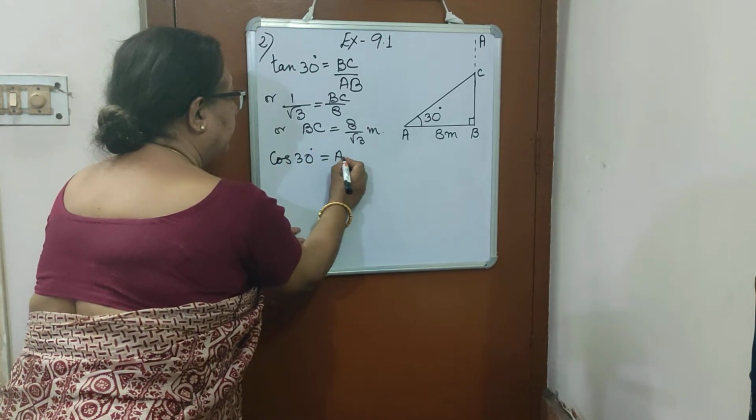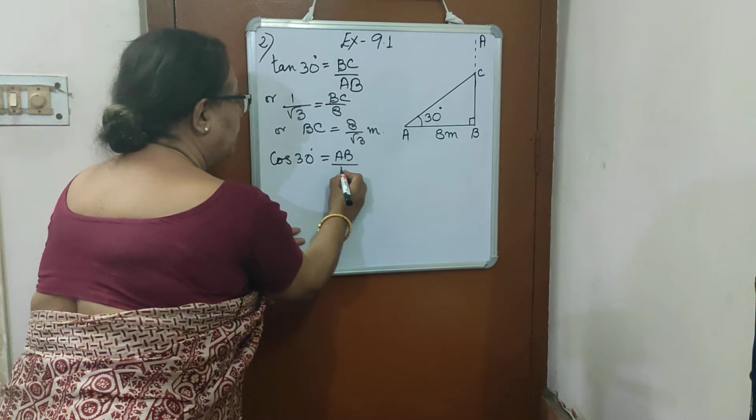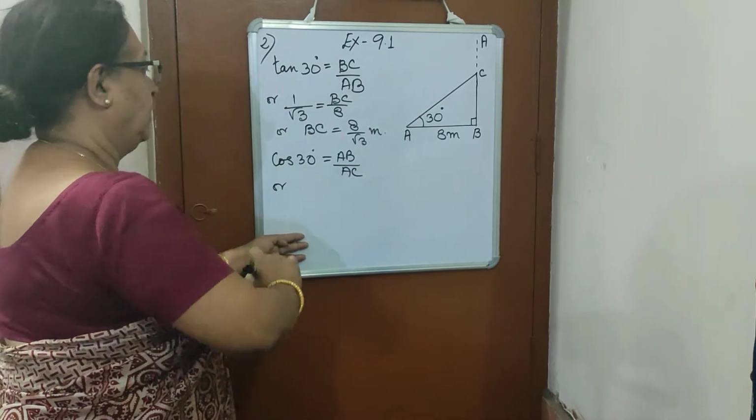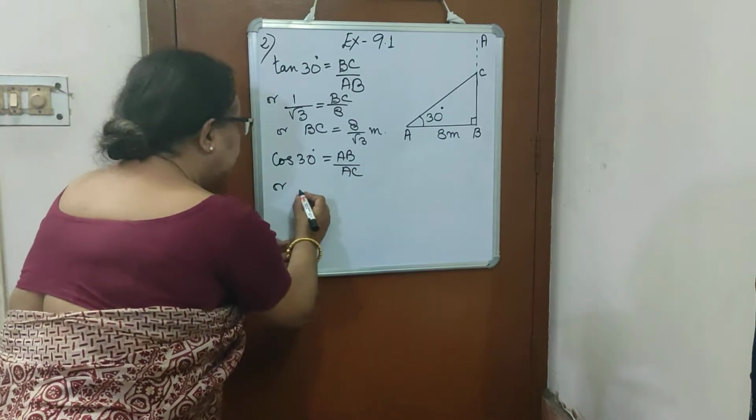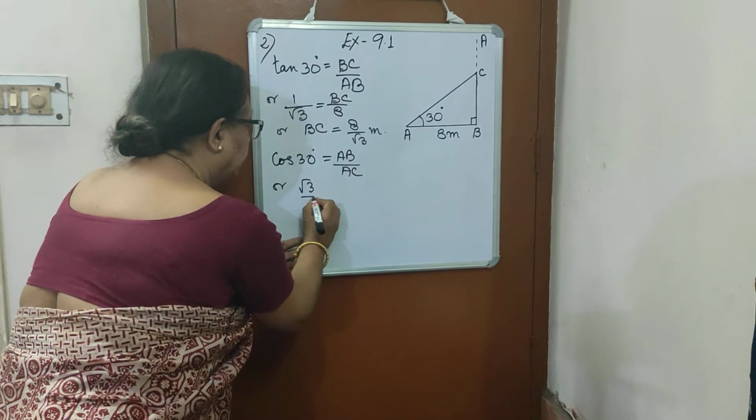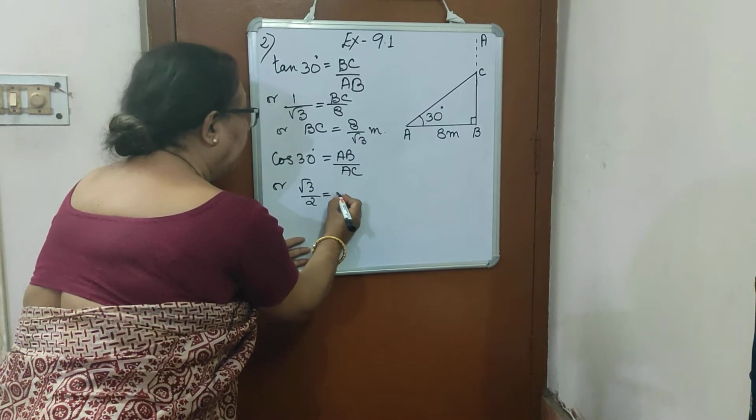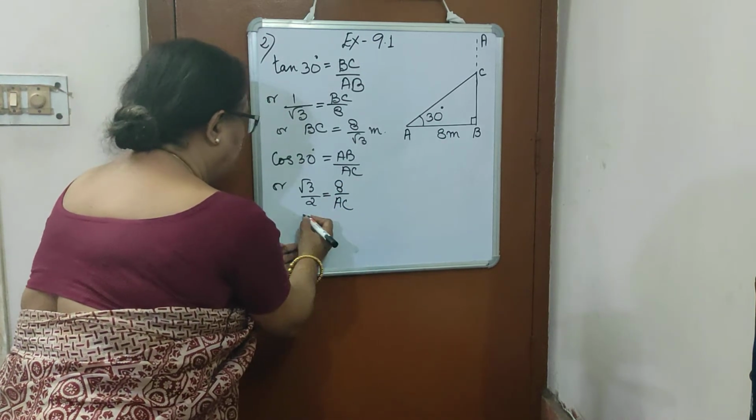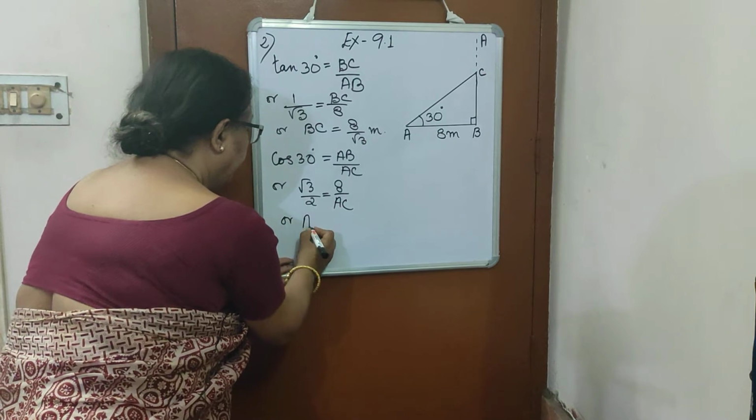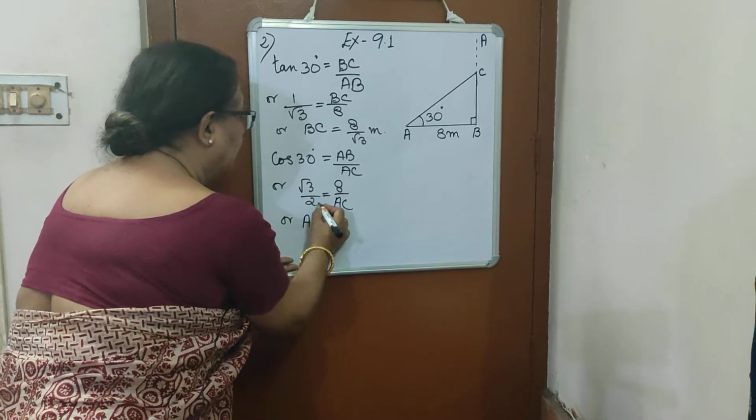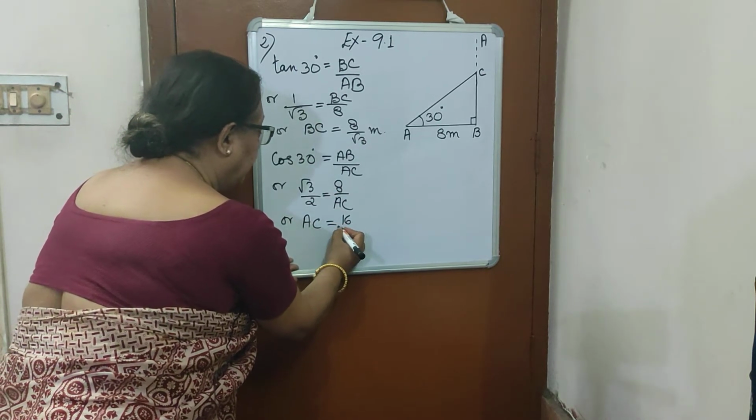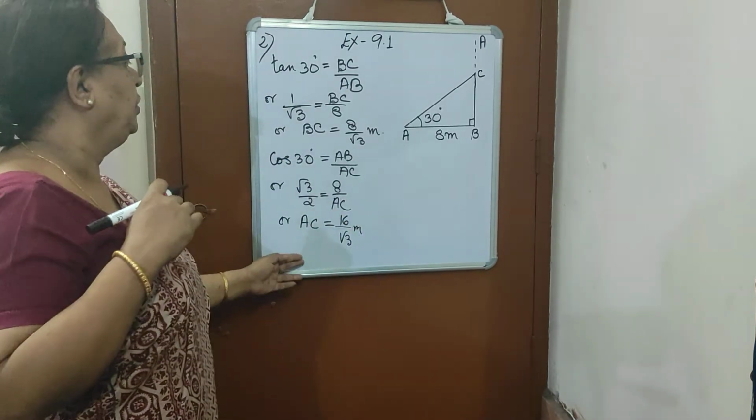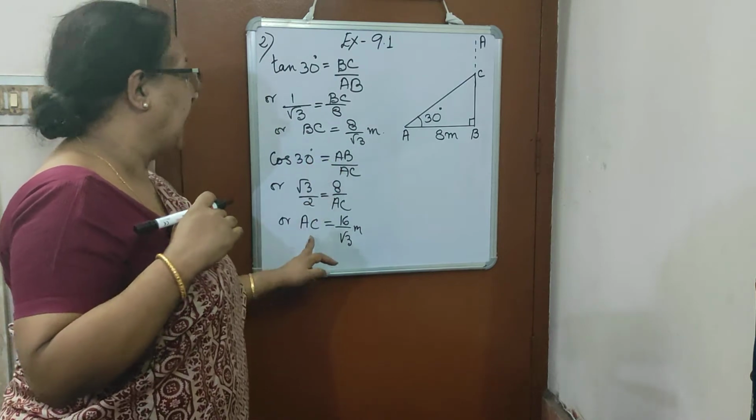cos theta is base by hypotenuse AC, so what is cos 30? Cos 30 is, you know the value, AB is given 8, AC we need to find out. So, AC will be equal to 8 into 2, 16 by root 3. So, you now have BC and AC.